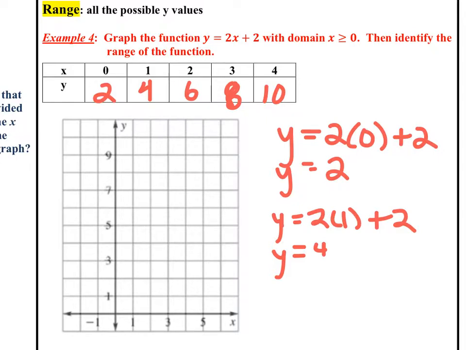You have a table, you can plot these points. We've talked about this. (0, 2) is just a point. (1, 4) is just a point. So you plot all your points on the grid. Go ahead and do that. (0, 2), (1, 4). Okay, this is what it should look like.